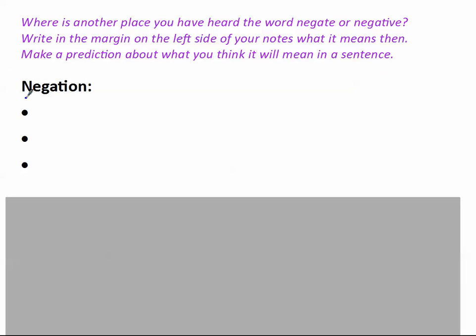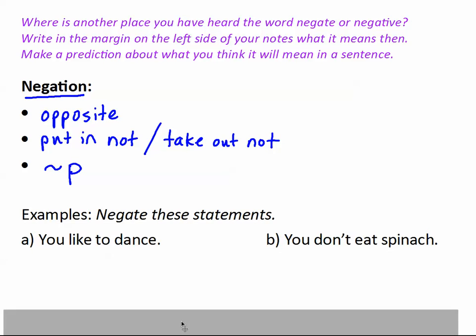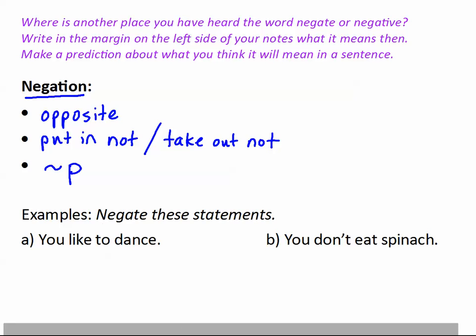For statements, negation means to do the opposite, or what we often think of as negative, of the statement. It means put in the not. That's how we do it with words, or if there's already a not, we take out the not. It's written in symbolic form with a squiggly, like the negative in math, and then whatever letter we're using for that part of the statement. Let's look at a couple of examples.